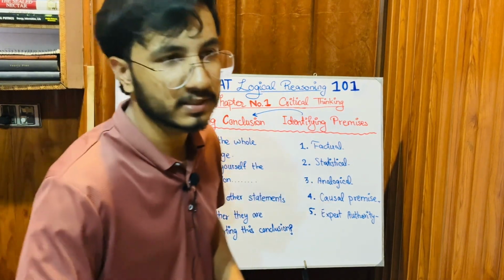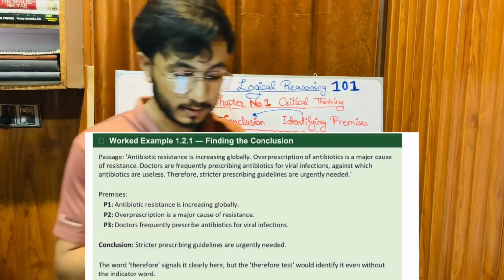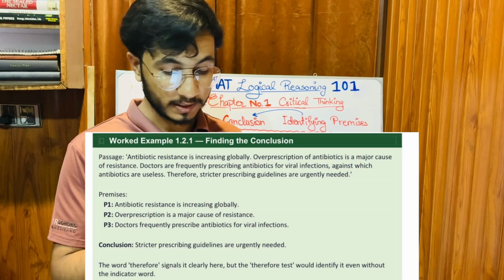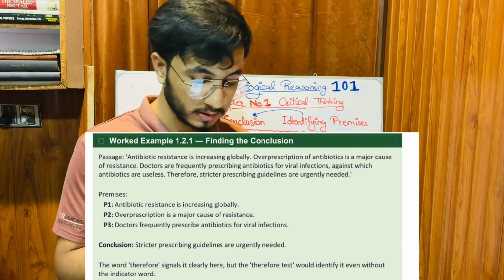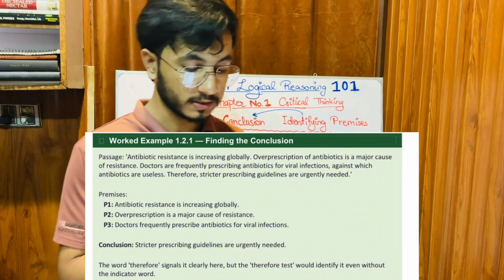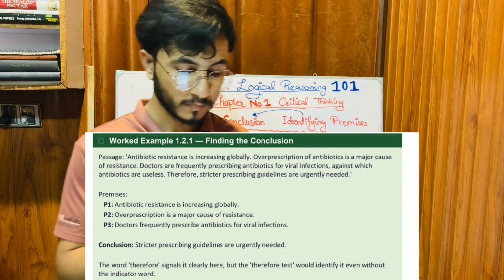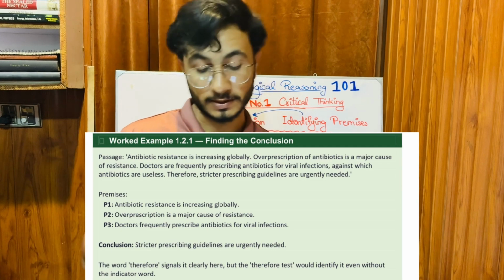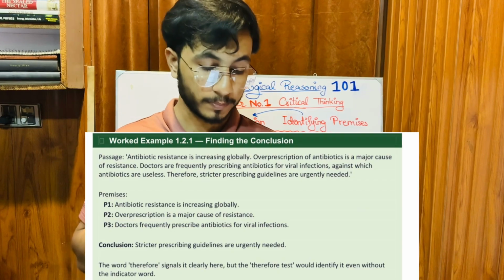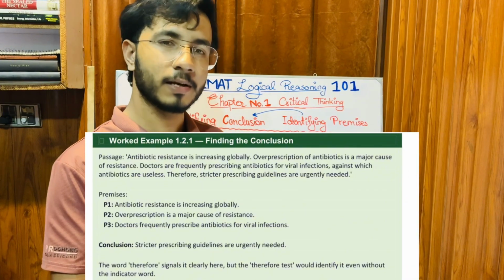So let's do some exercise questions to identify conclusions. The passage says that antibiotic resistance is increasing globally. Overprescription of antibiotics is a major cause of resistance. Doctors are frequently prescribing antibiotics for viral infections, against which antibiotics are useless. Therefore, stricter prescribing guidelines are urgently needed. So they have given us the conclusion on their own. We don't have to find it. You can see the word therefore. Stricter prescribing guidelines are urgently needed. The conclusion is clear, but we will still prove it.